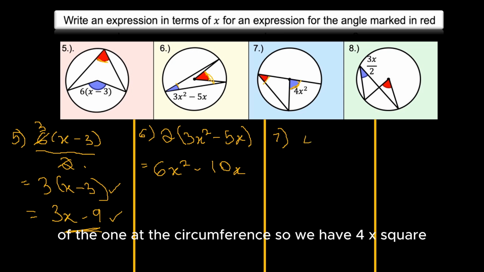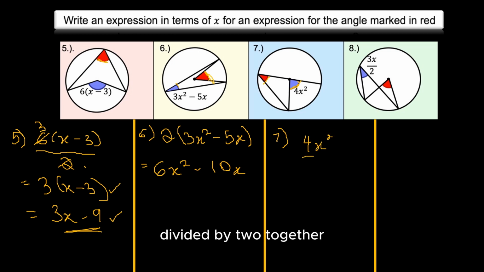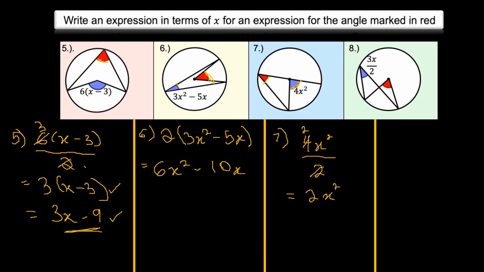So we have 4x squared divided by 2 to get the one at the circumference. So that will give us 2 here 1, 2 here 2. So that will give us 2x squared. So that's the value of.